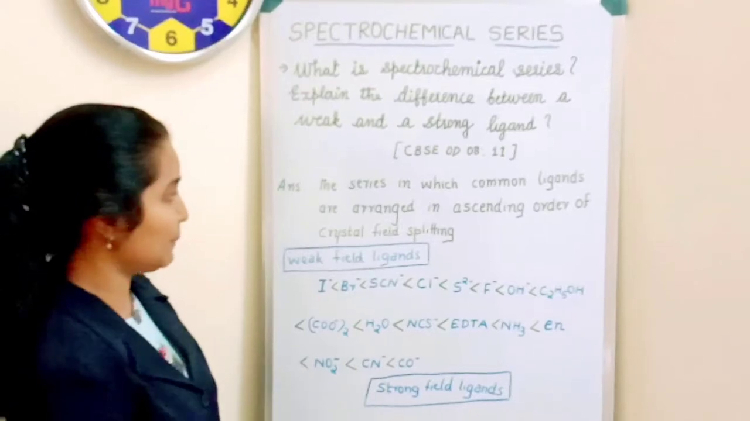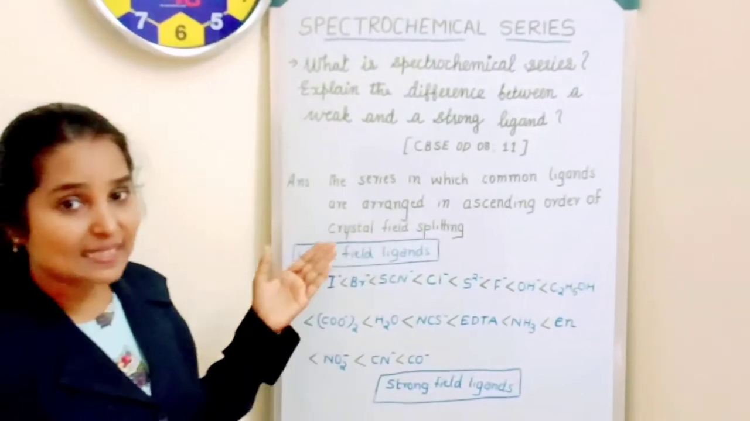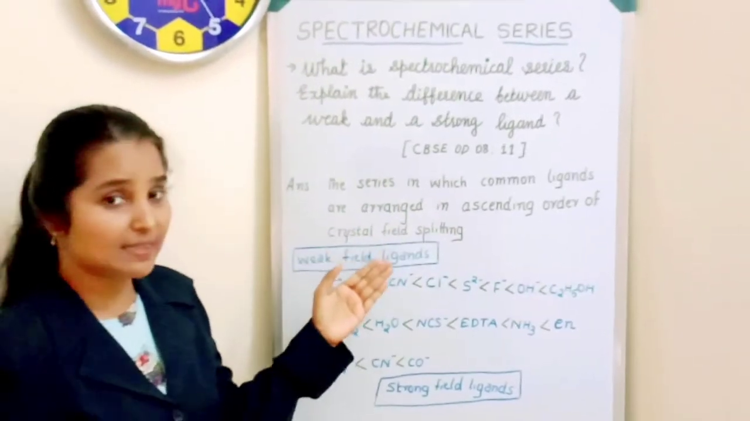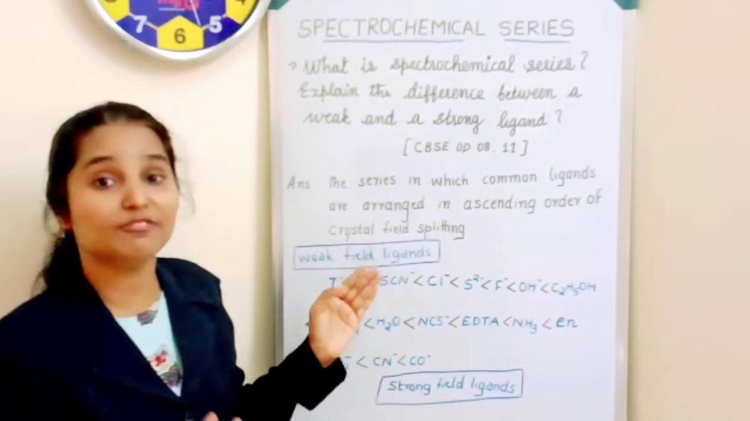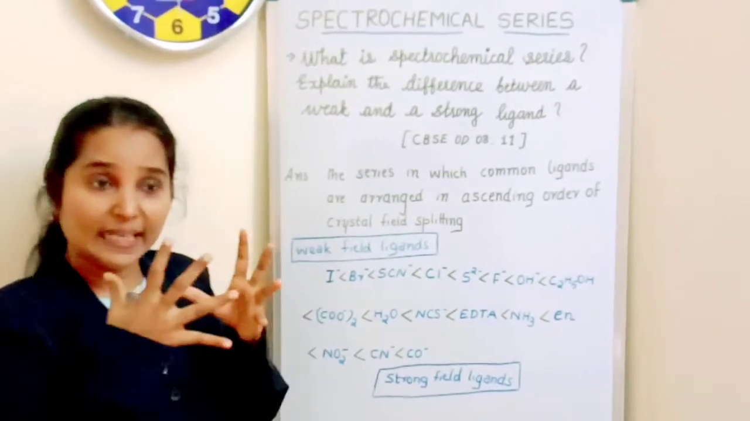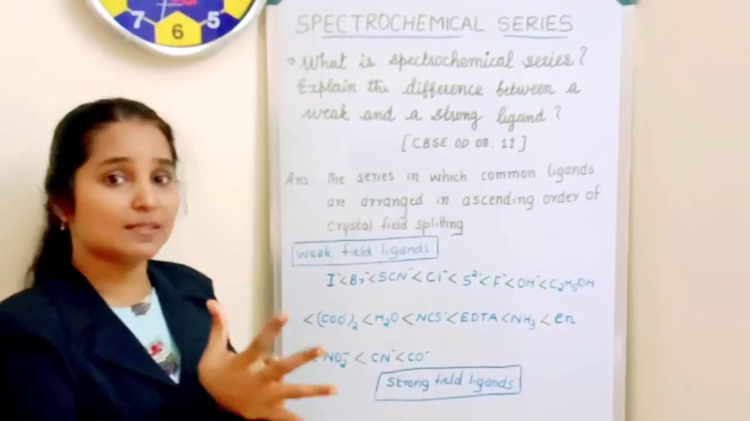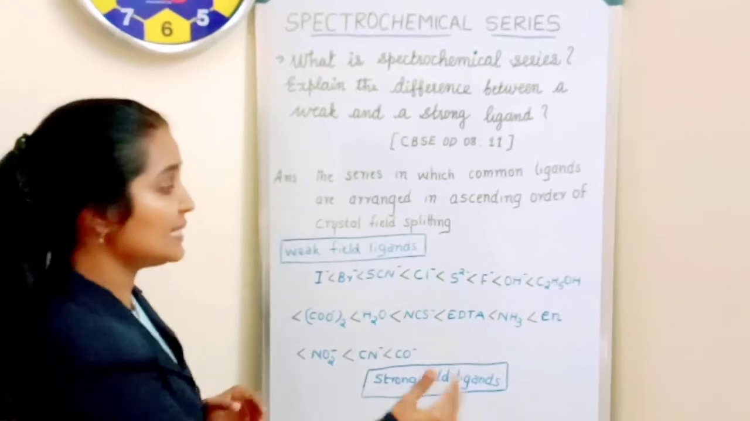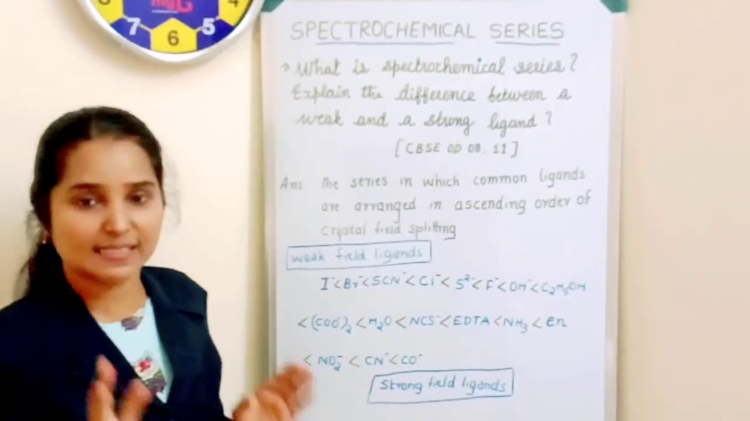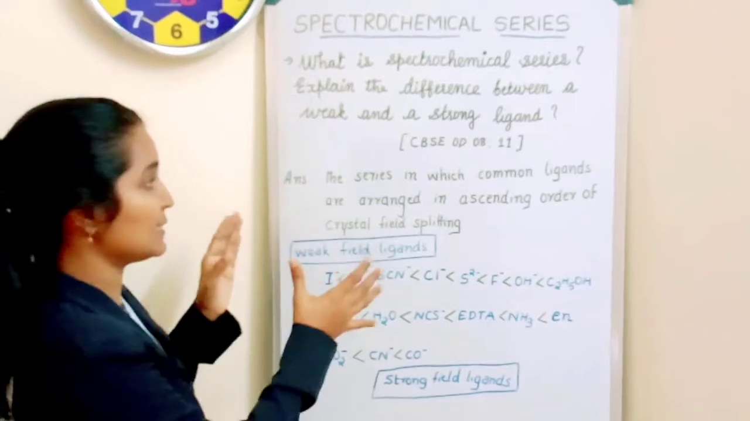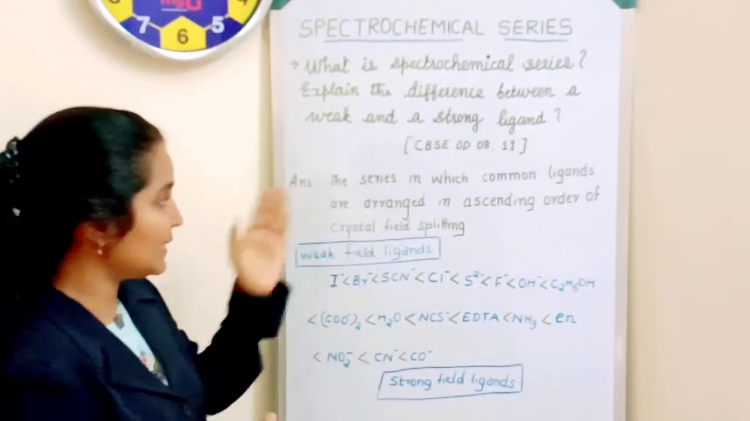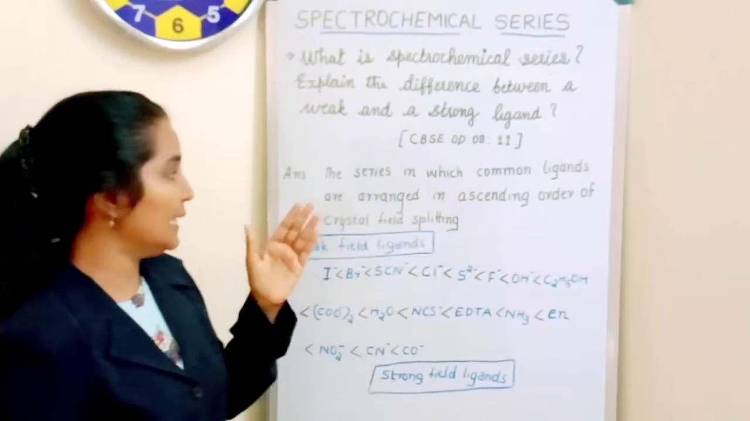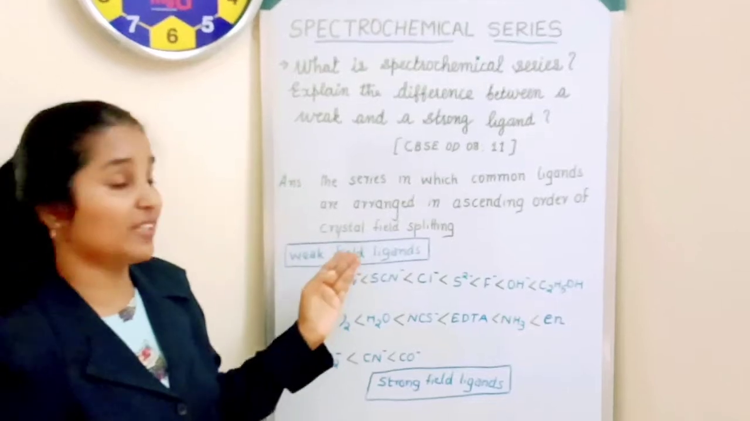So what is a spectrochemical series? Spectrochemical series is the series in which common ligands are arranged in ascending order of crystal field splitting. That means the ability of the ligand to cause crystal field splitting. Those ligands are arranged in the ascending order of their ability to make crystal field splitting. That is known as spectrochemical series. And this is the definition you have to write.